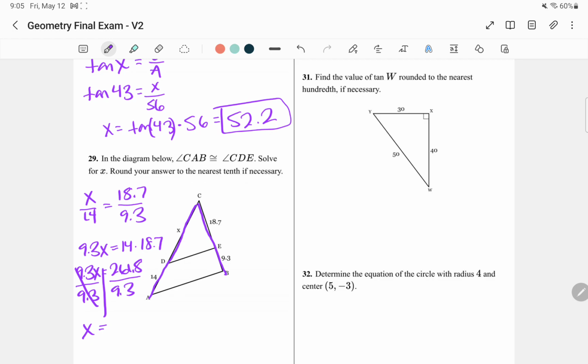And we get, oops. Let's see, sorry, I lost my calculator app. There we go, 261.8 divided by 9.3 equals 28 point, to the nearest tenth, that'd be 0.2.